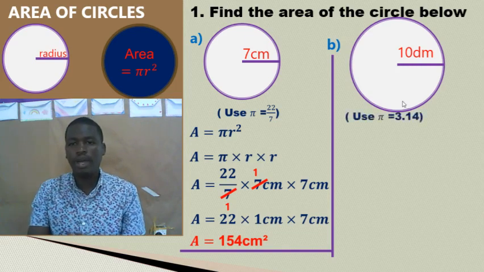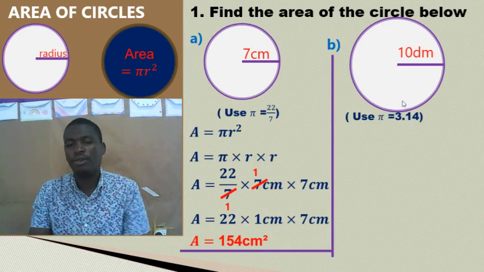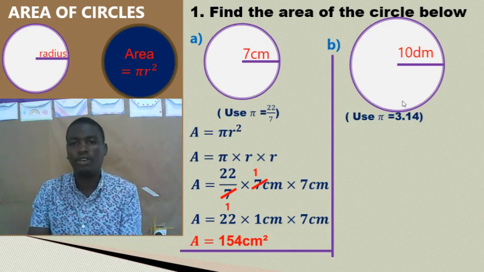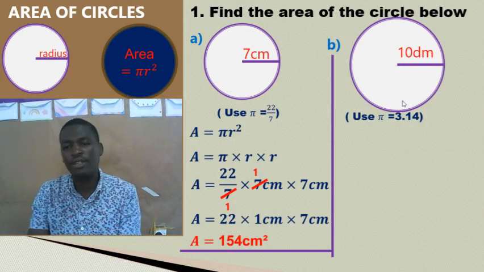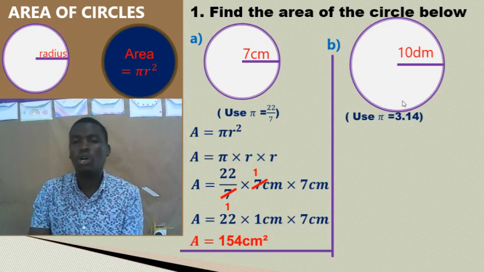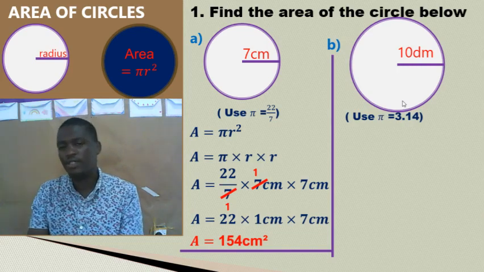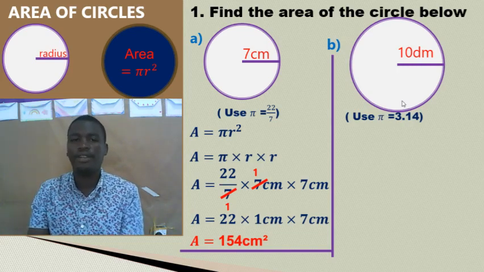It is saying use pi equals 3.14. Remember, there are very many values of pi, or very many styles they use to bring the value of pi. You can use 22 out of 7, use 3.14, or 3 and 1 out of 7. They all have the same value.